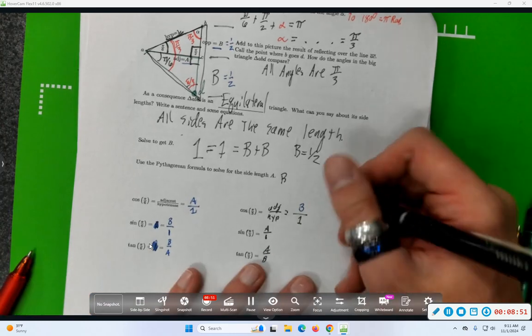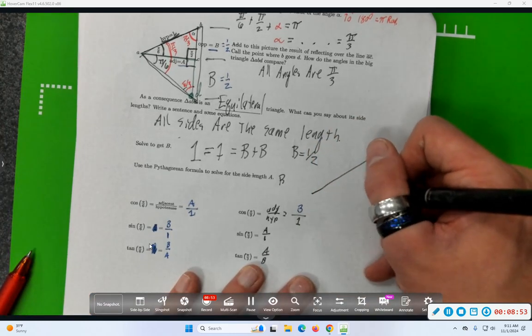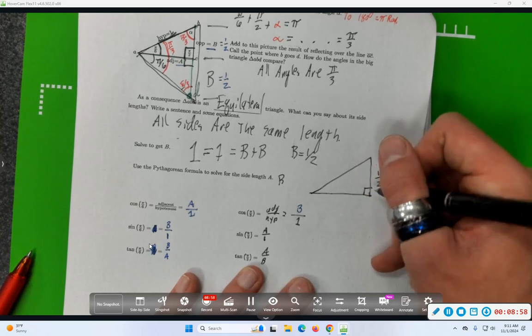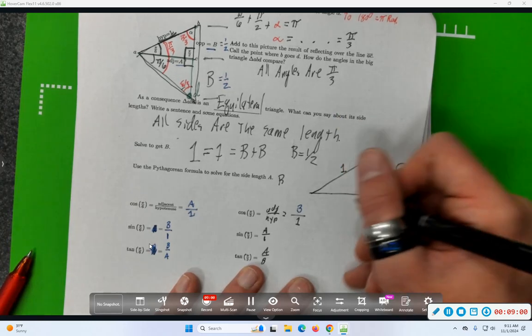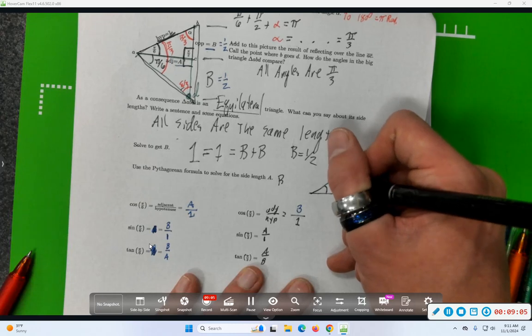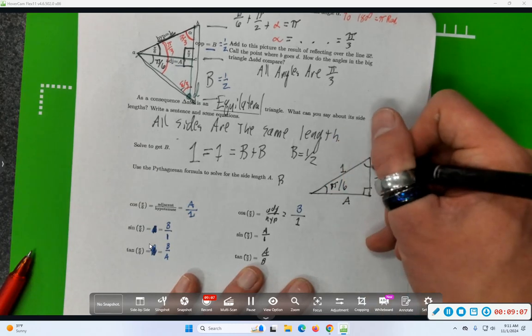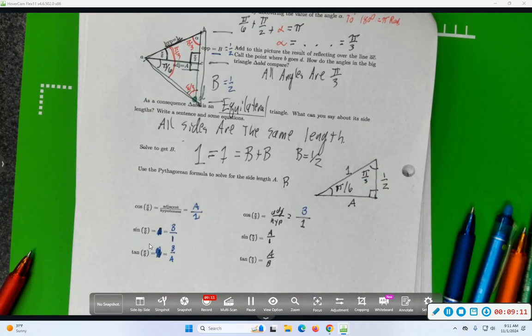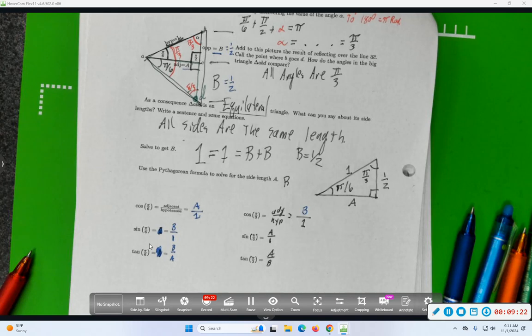And I'm going to go over here and now just redraw the original triangle because the diagram up there is getting a bit messy. Right angle. Hypotenuse has length 1. This side length is still A. There's a pi over 6 and a pi over 3. Cool. And maybe before we even find A, let's just figure out what things in this thing we can now just know because we know that B is 1/2.